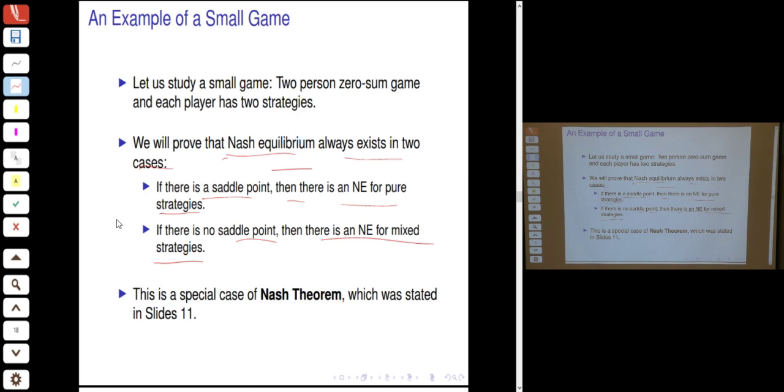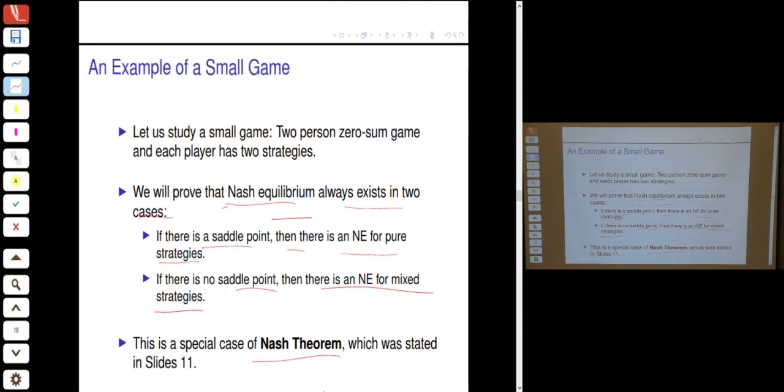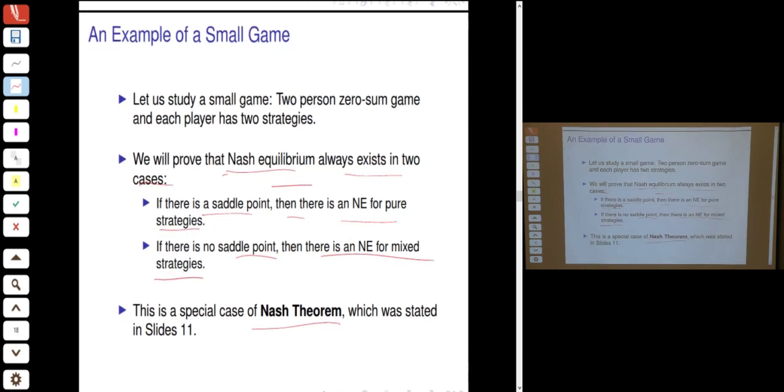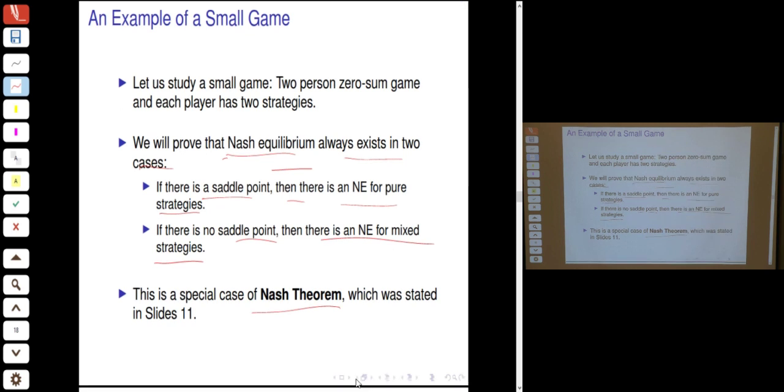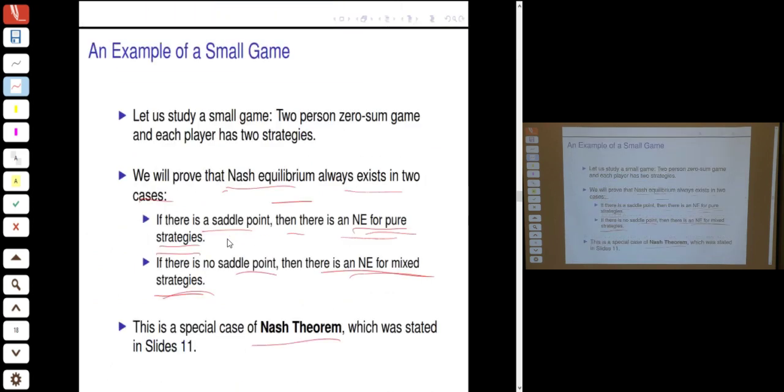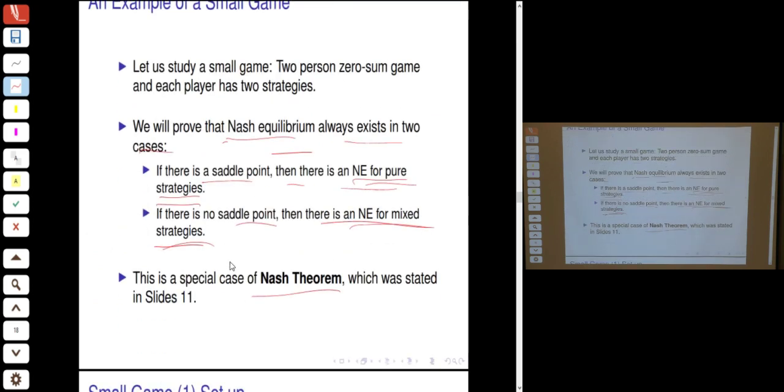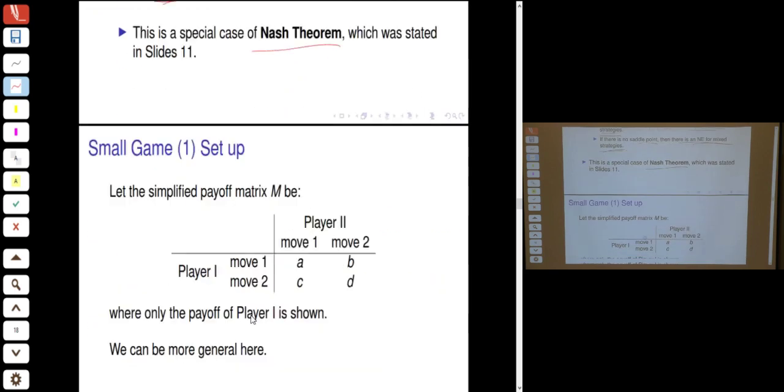So this is a special case of the Nash theorem, which is essentially saying that in these sorts of games, you always have Nash equilibria in terms of appropriate kinds of strategies. So, for instance, here we see some examples: Nash equilibrium in pure strategies, or Nash equilibrium in mixed strategies, and so on. So, this is roughly an avatar of the famous Nash's theorem.